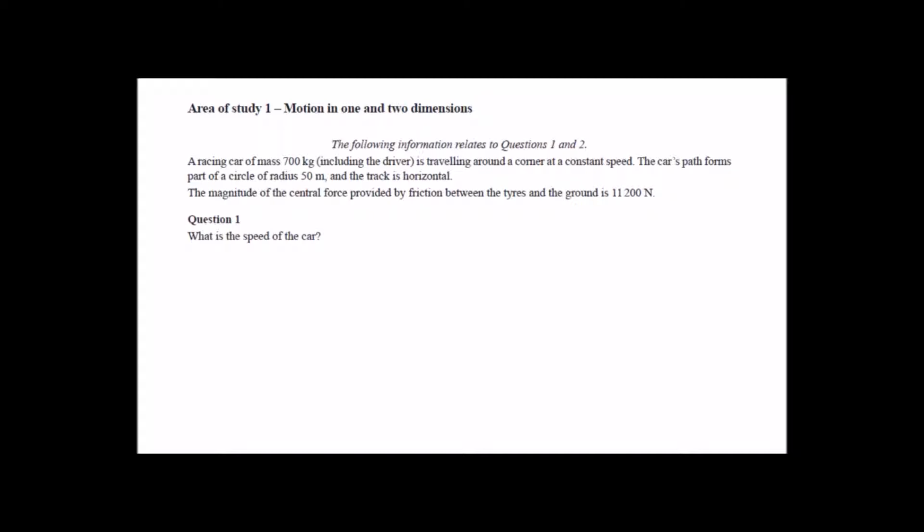So our first question, we've got a racing car traveling around a corner at a constant speed. Now we're told a bunch of stuff. It forms a circle of radius 50 meters. So what's important here to recognize straight away is that we are talking about circular motion. We know R equals 50 meters. We know the mass. We know the force of friction between the tyres and the ground.